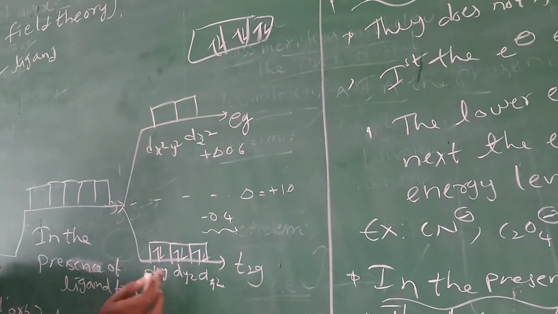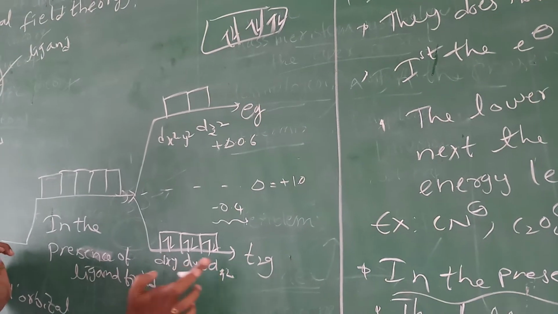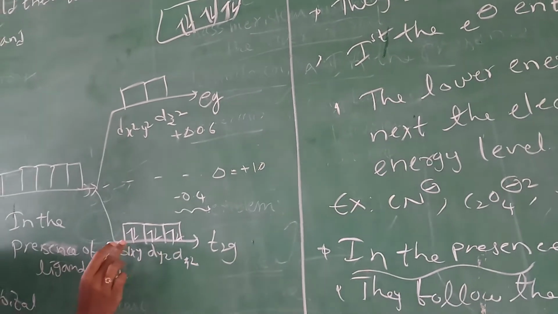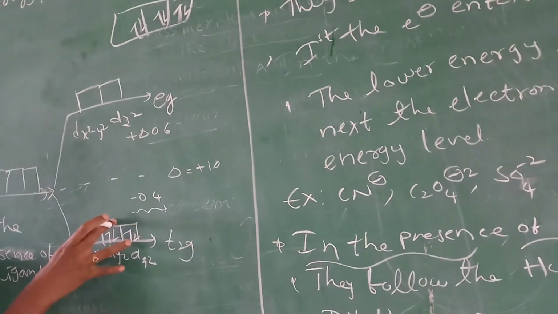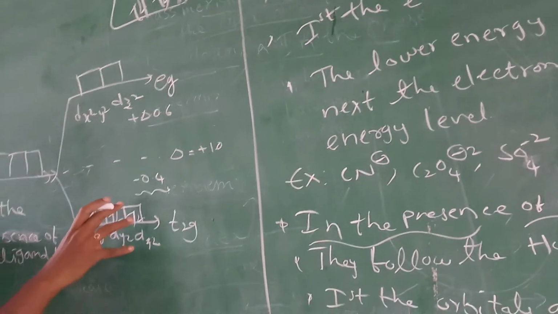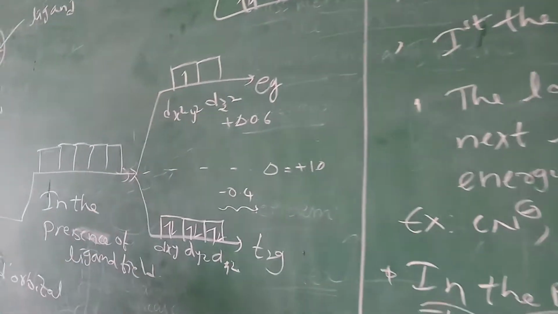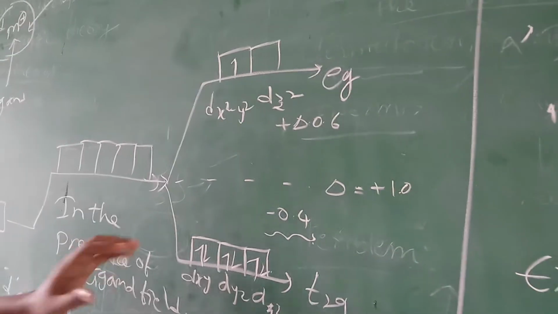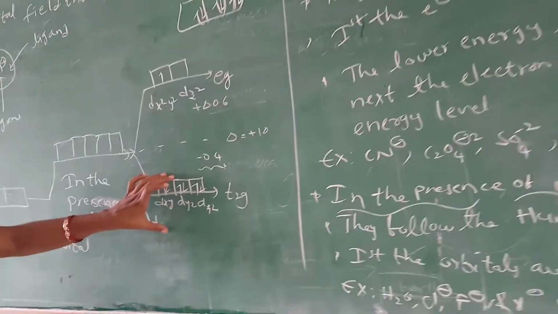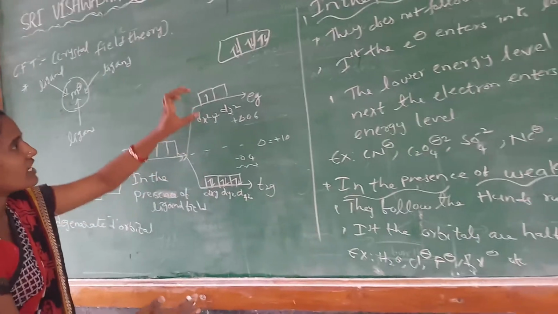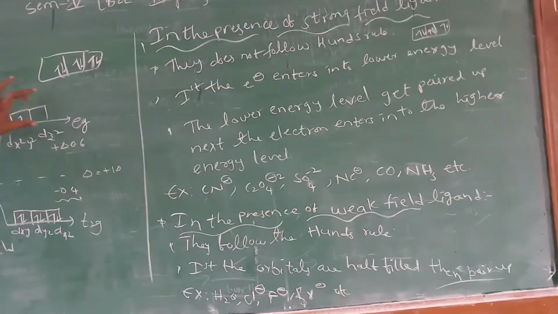So here, first the electrons enter the T2g energy level. First the T2g energy level is completely filled. After that the electrons enter the higher energy level. So in the presence of a strong field ligand, first the low energy level is completely filled, and after that the electrons enter the Eg energy level.